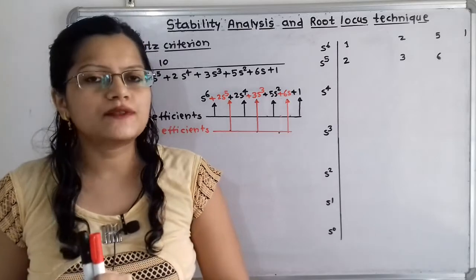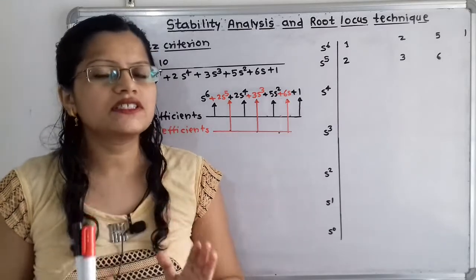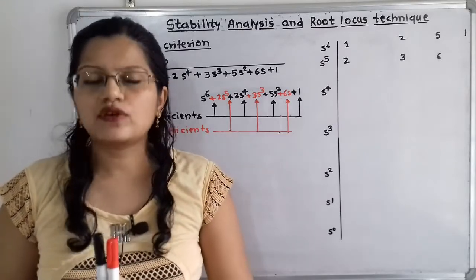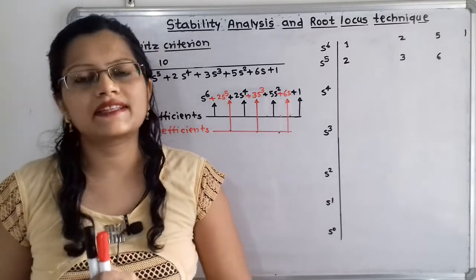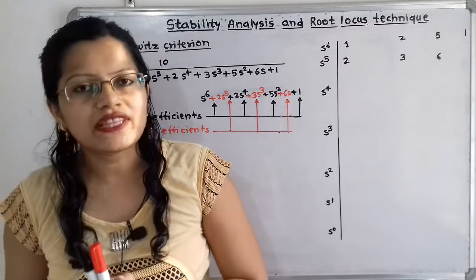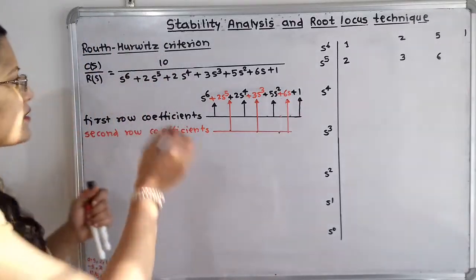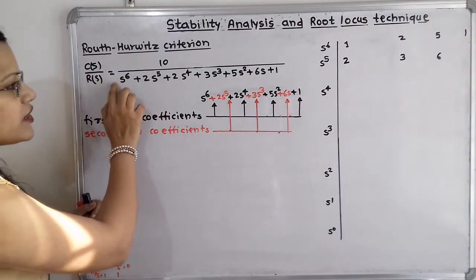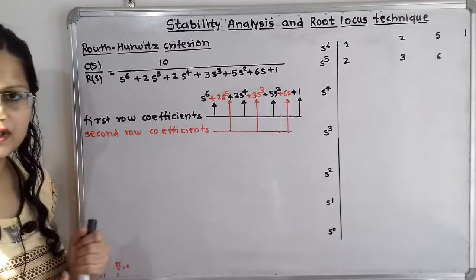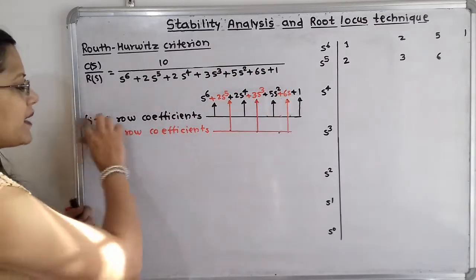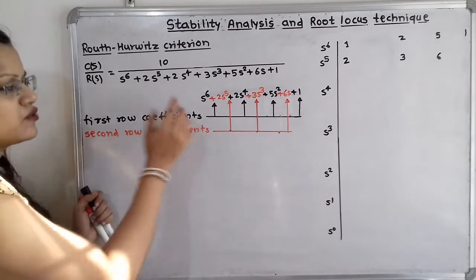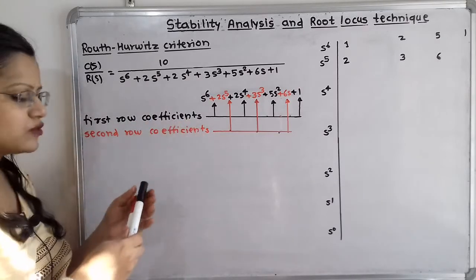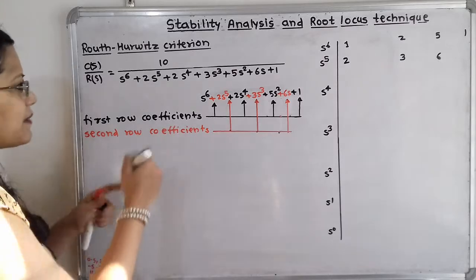If we observe, we have to first take the Routh array. So how to plot the Routh array? For that we have to make two rows. For those two rows we have to select the coefficients of this higher order equation. I have made one graph here, that is the first row coefficients. So how to take the first row coefficients? I have written them with the help of a black marker.